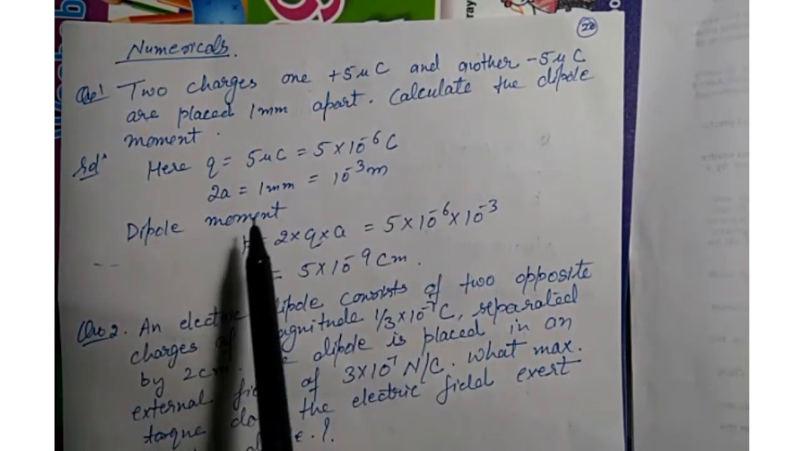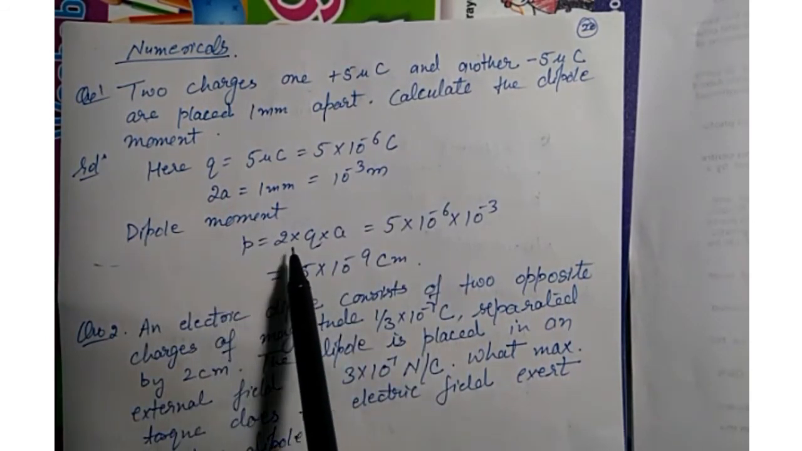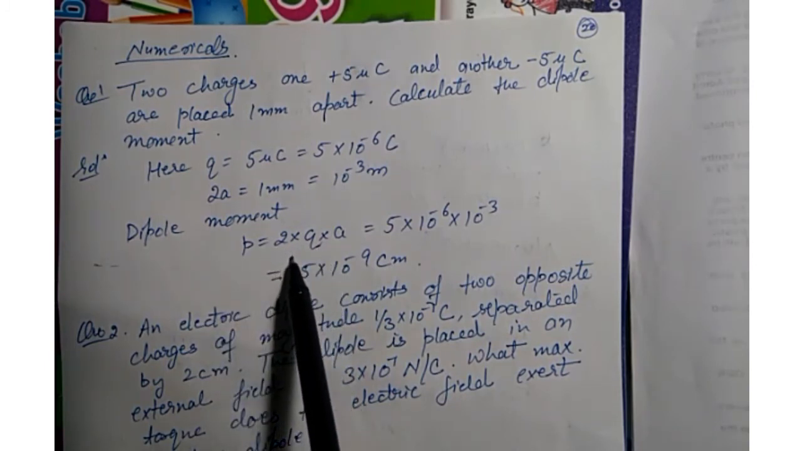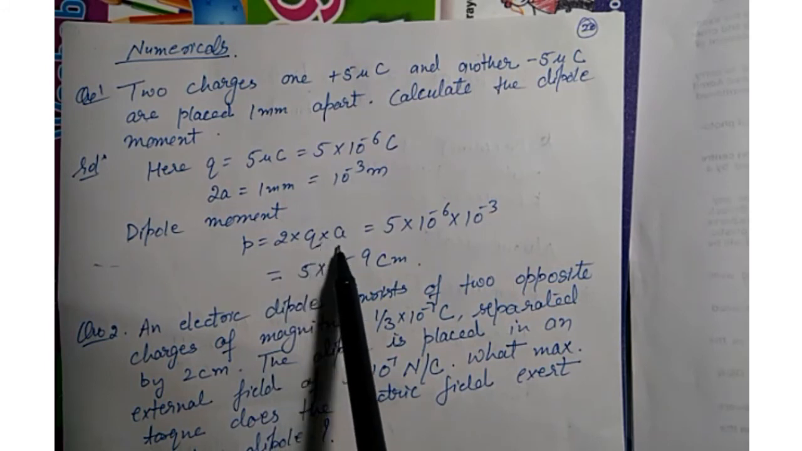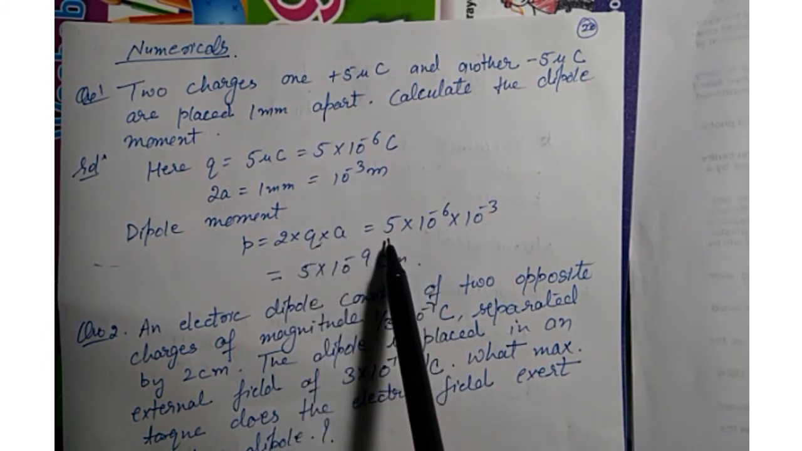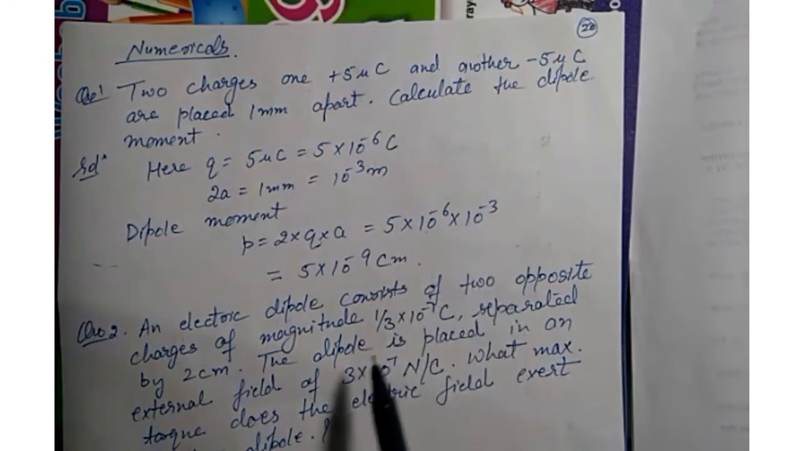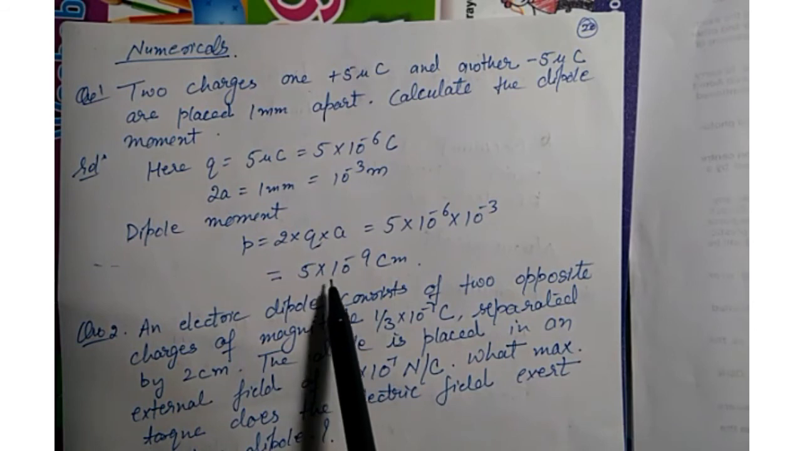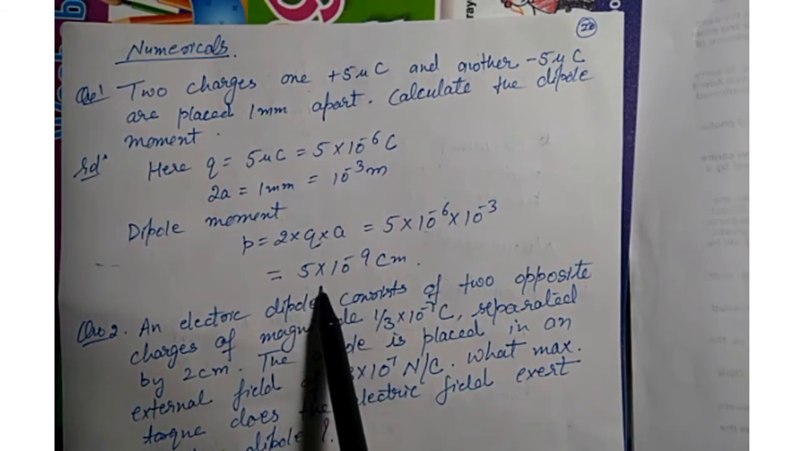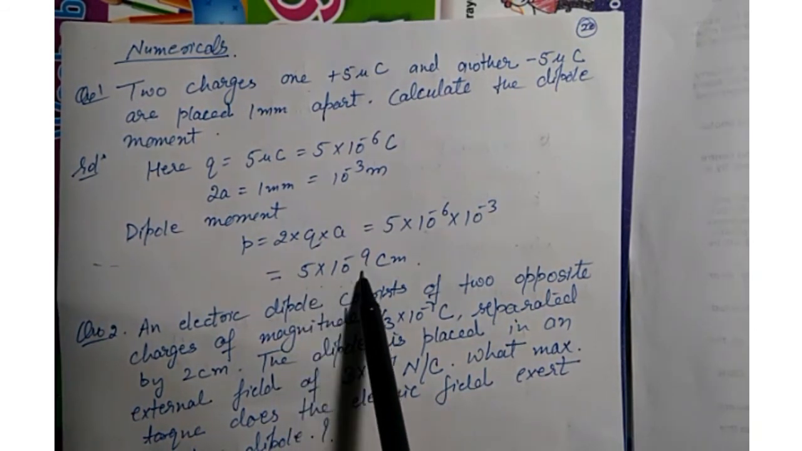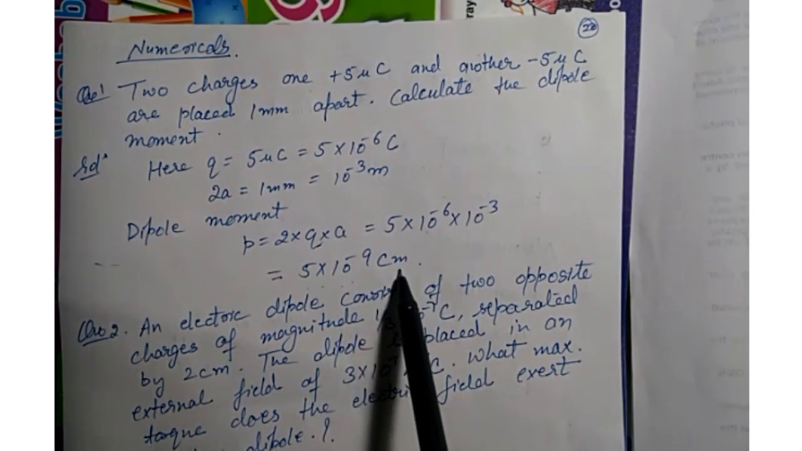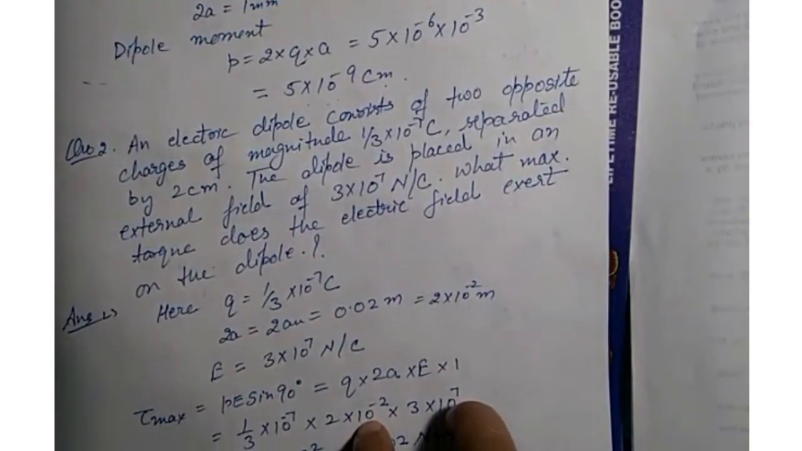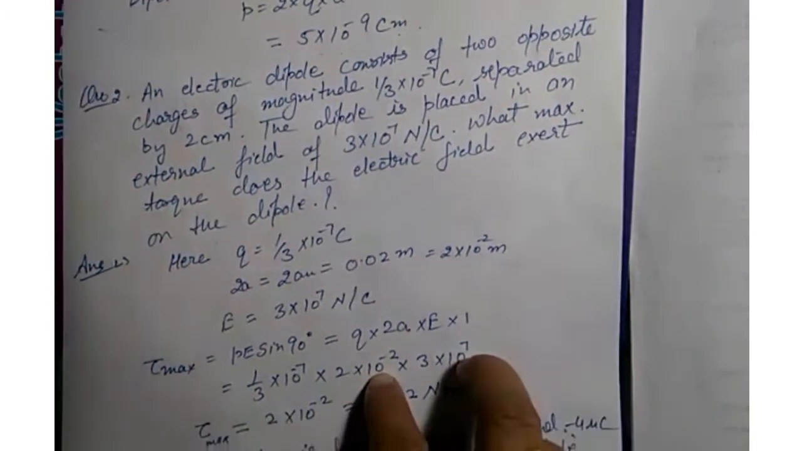Therefore, applying the formula for the dipole moment, P equals 2QA, and after substituting the values, we get the dipole moment for the given dipole as 5 into 10 raised to power minus 9 coulomb meter. That is the unit for the dipole moment, charge into distance.